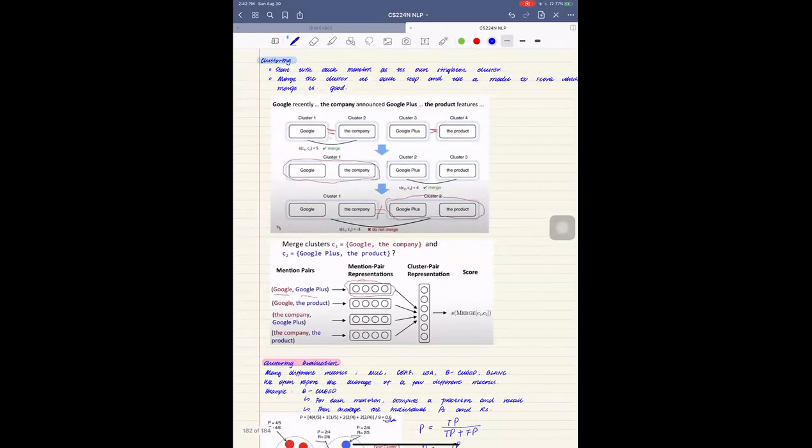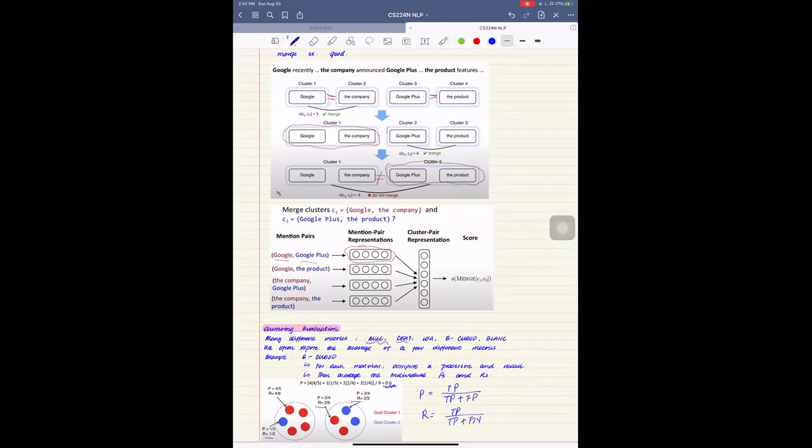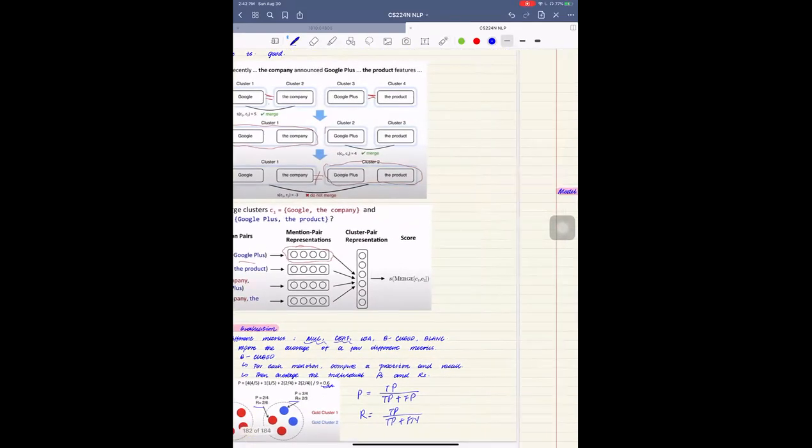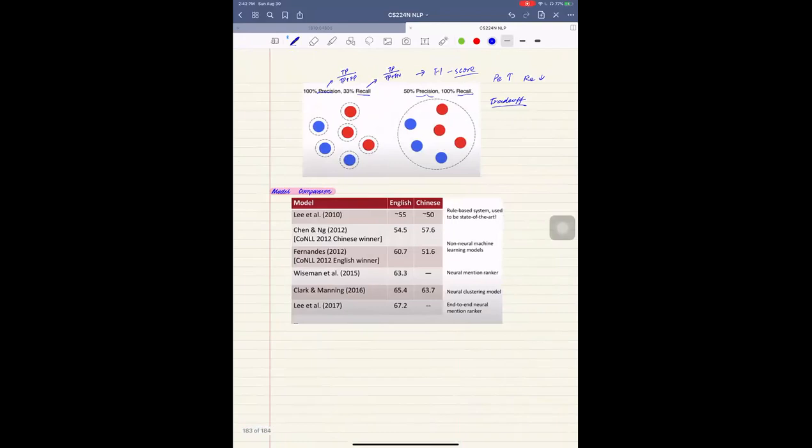For other metrics, you can just go back to the slides and find more details over there. Okay. The last part is actually the model comparison. So this table summarizes all the models we mentioned in this lecture and tries to do 2 different coreference resolution tasks using 2 different languages, English and Chinese, and figure out which model performs the best.